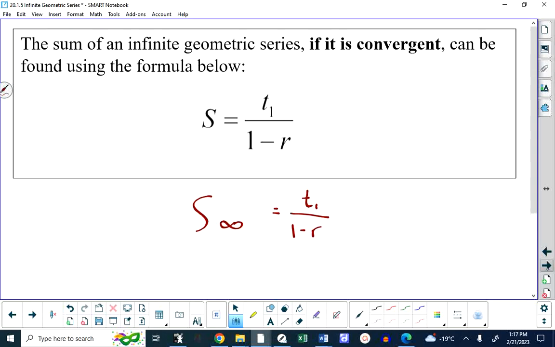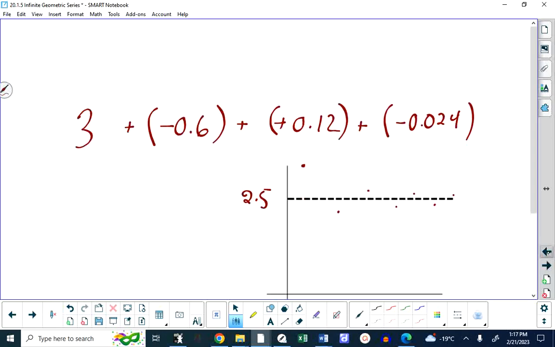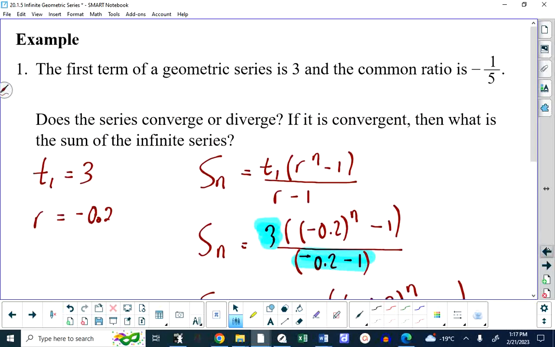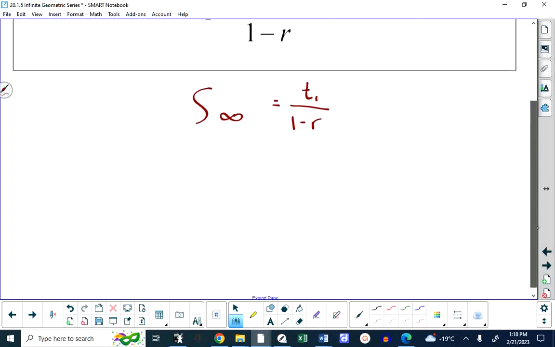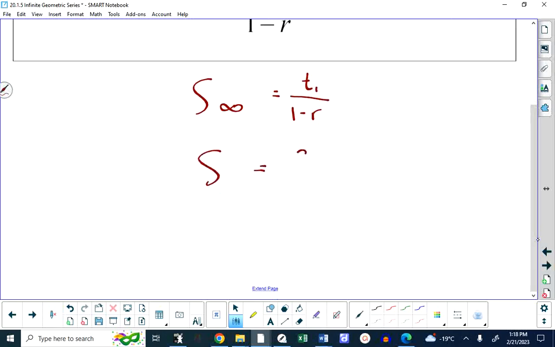So, for example, in the previous example, we decided this was convergent by looking at the pattern of the sums. And it had a first term of 3 and a common ratio of negative 0.2. Go ahead and work this out. Go ahead and take 3 divided by whatever 1 minus negative 0.2 is. 2.5.